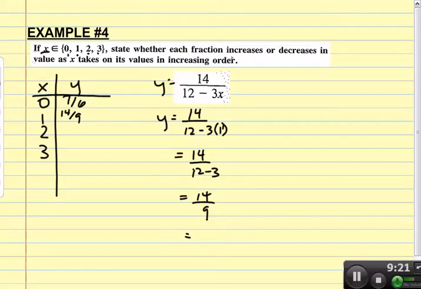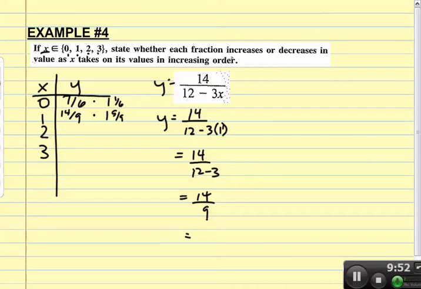Okay, so far, these fractions are pretty close. What do you think? Do you think this one's bigger or this one's bigger? Okay, I think that one's bigger. This is 1 and a 6th. This one's 1 and 5 ninths. Okay, it looks like it's getting bigger each time because I am decreasing the size of the denominator. If I make the denominator smaller, the value of the fraction gets bigger.